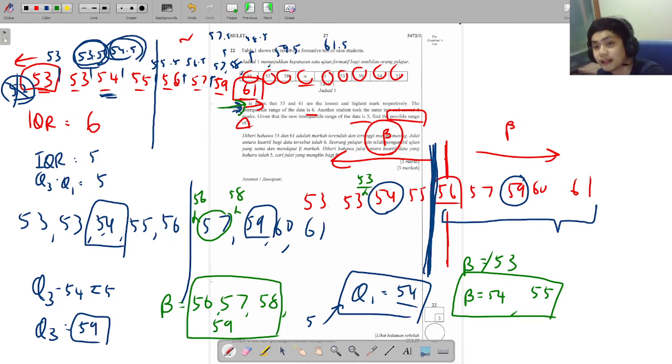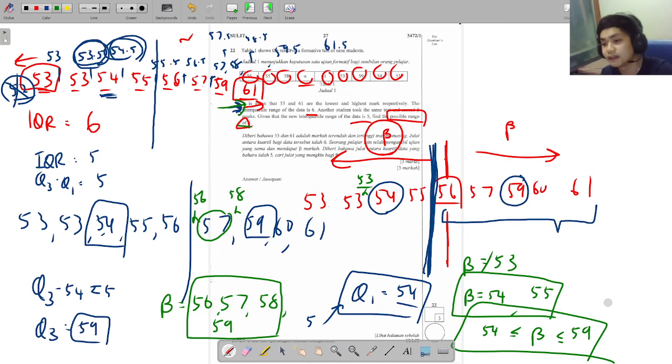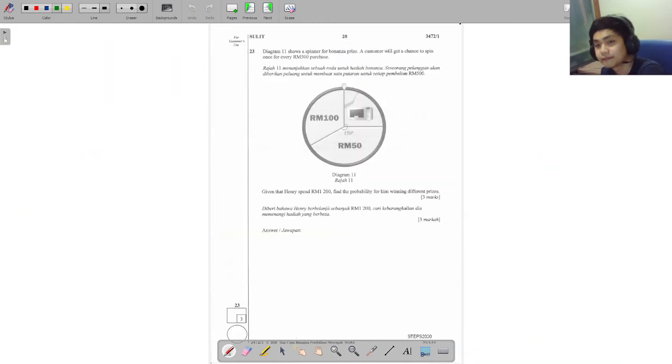Therefore, the range of values of beta would be 54 less than or equal to beta less than or equal to 59. Beta can be any value between 54 and 59, inclusive. So this is done.